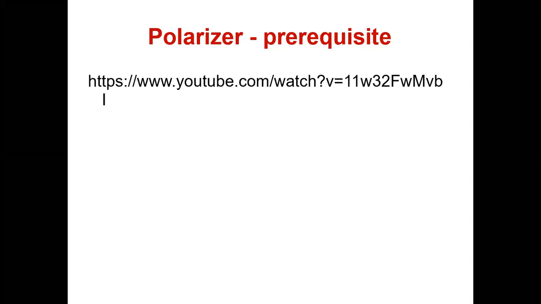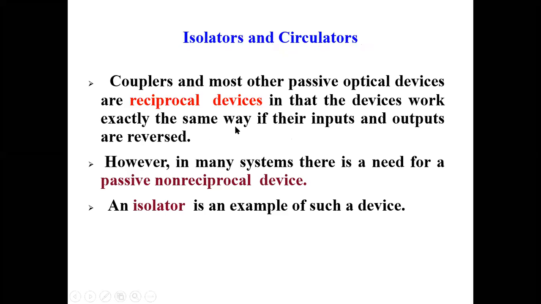Now, why I'm using that word polarization is because that wavelength was having that kind of polarization. You might call it horizontally polarized, or in some cases it might be vertically polarized. So based on your orientation of polarization, the waves were allowed to travel further. That is what your polarizer was, and we required it as a prerequisite. How we are using this polarizer in our concept, we will see later on. Now, what we are going to study is isolators and circulators.